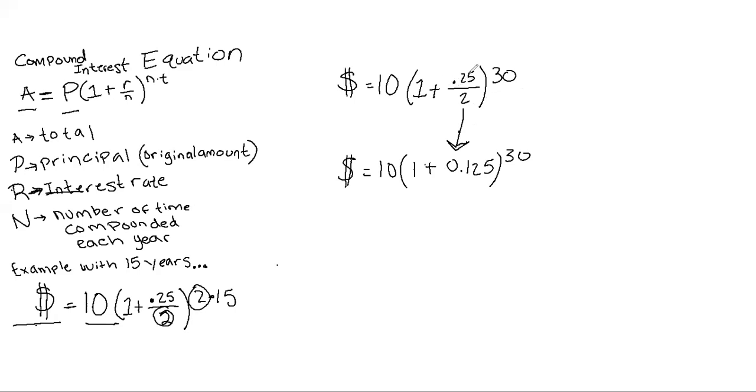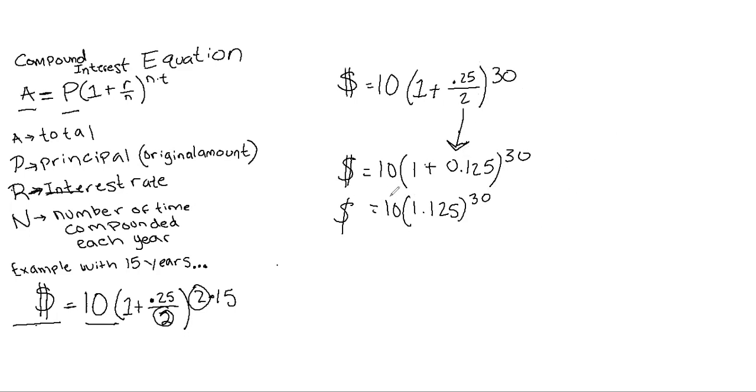And then what I did is I started solving. So 0.25 divided by 2, that's going to be 0.125. And so our next step is to add what's in the parentheses together. So now we're going to have 10 times 1.125 to the power of 30, and that is going to equal our dollar amount.